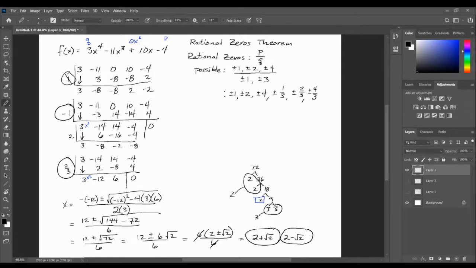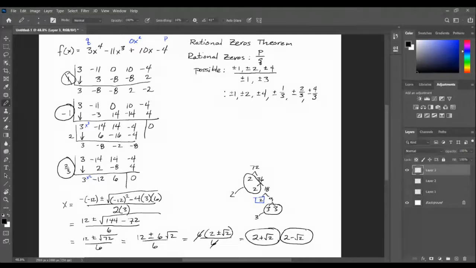And think about these last two we got. You're never going to guess 2 plus root 2. Well, I shouldn't say never. Maybe you will. I would never guess 2 plus root 2 and 2 minus root 2 as zeros. I just wouldn't do it. And so I like to use the rational zeros theorem until I can get down to a quadratic, because I like the quadratic formula. I can plug in and I can get the i's and the square root that way. I like the rational zeros to get down to the quadratic.